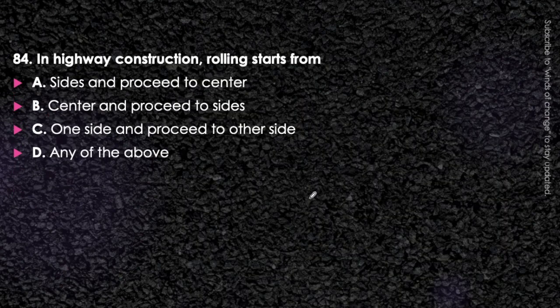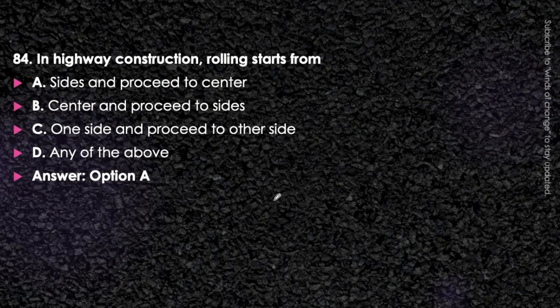Okay, next question. In highway construction, rolling starts from sides and proceeds to the center, or from center and proceeds to the side, or one side and proceeds to the other side, or any of the above. Just think about it. The question is from which direction we should start the rolling. The answer will be first of all from the sides, and then we will proceed towards the center. From the sides we will start compacting and then we will compact the center.